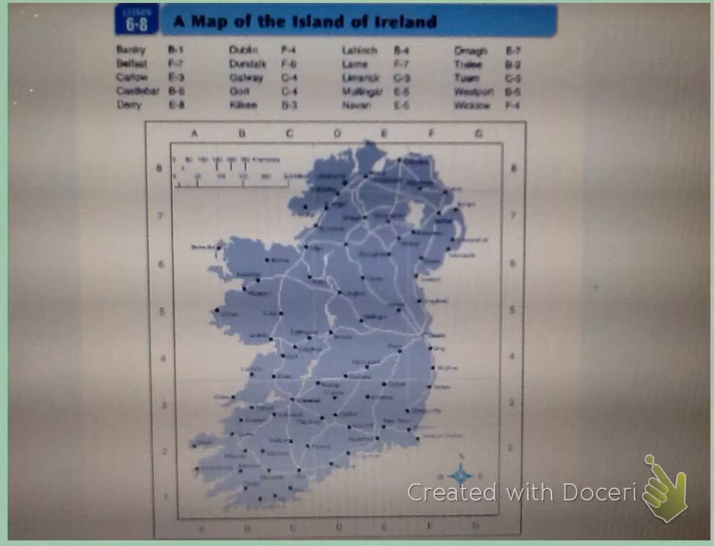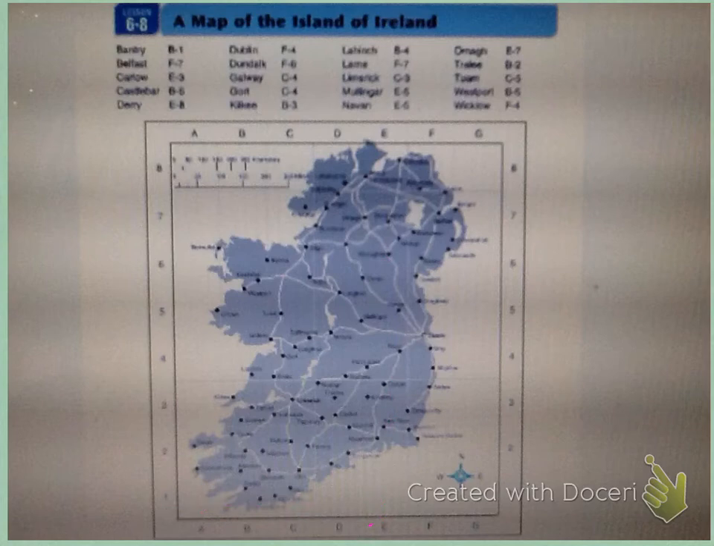Okay, so let's say that we are trying to find Derry, and it says it's located at E8. So I'm going to travel over to the letter E, and then I'm going to go up to the number 8, which is way up here. And I should run into Derry up there. Okay. So I'm going to erase that.